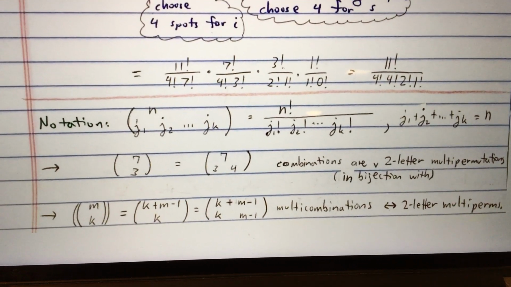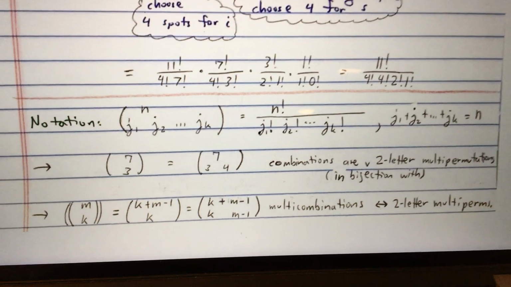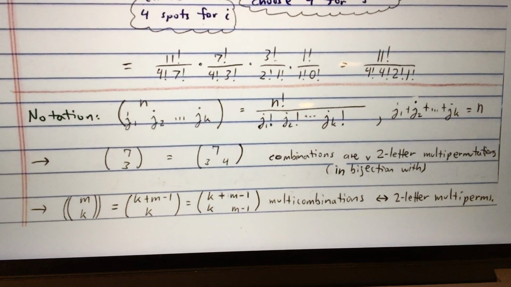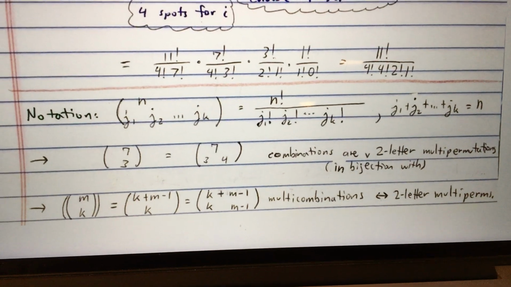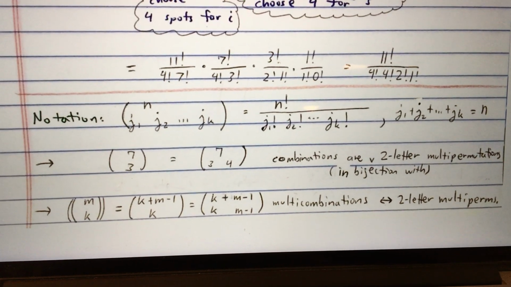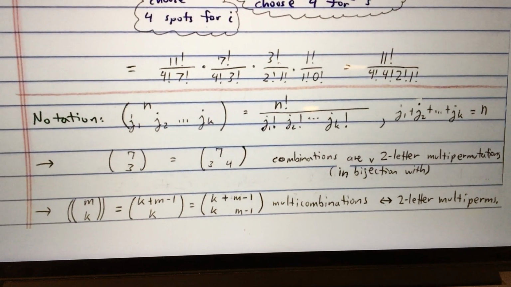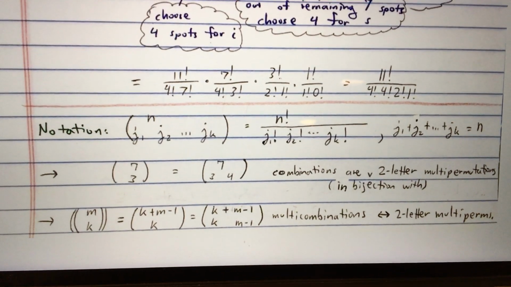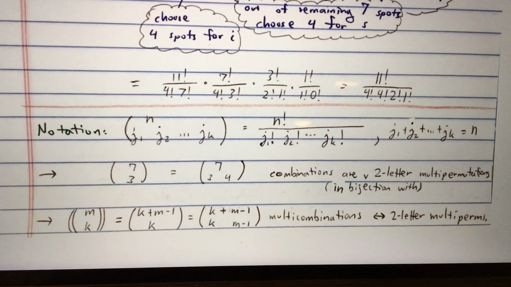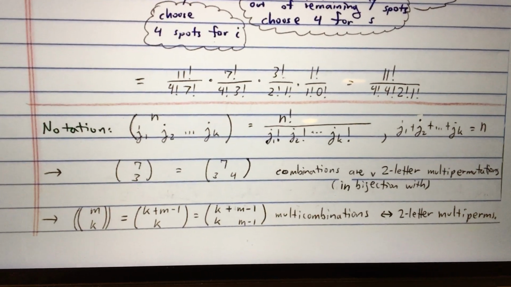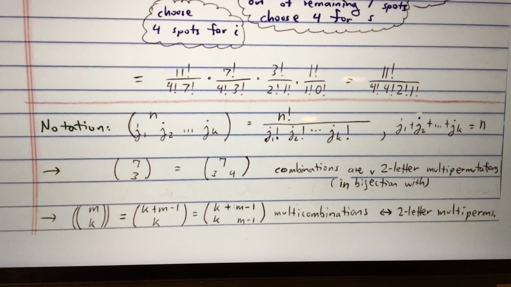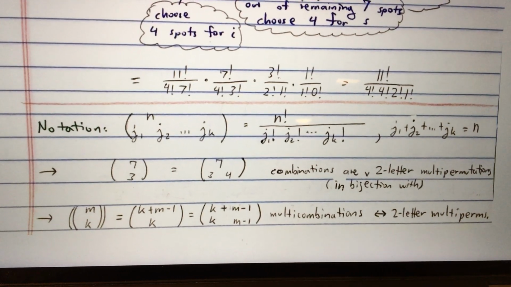And that comes from that same bijection we talked about up above. Combinations, oh no wait, sorry, this is a new bijection here. The one we mentioned up above, nope, sorry, it is. It's the same thing I was thinking of. So combinations are in bijection with 2-letter multi-permutations. That's what we mentioned earlier. So there has to be exactly 2 letters like A and B.